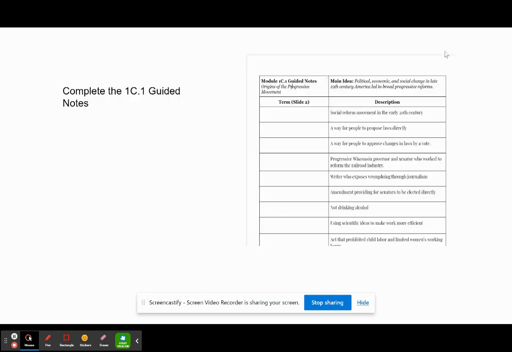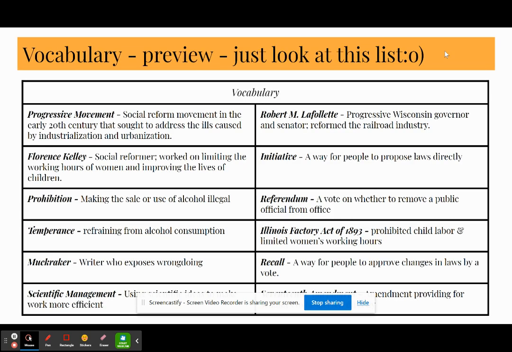These are in your folder, and I'm not sure what color they're going to be, but look for Module 1C1 at the top, Origins of the Progressive Movement. What we're going to do is go to the slide here, and it says slide 3 on your actual paper, and take a look at these vocabulary terms. You're not going to just look at this list. You're going to write these down on your guided reading. So I'm just going to preview some of these for you as you fill it out, but hit pause because you will need more time to write these down.